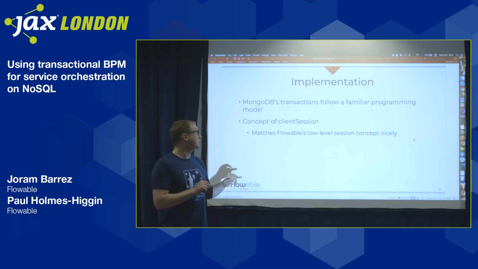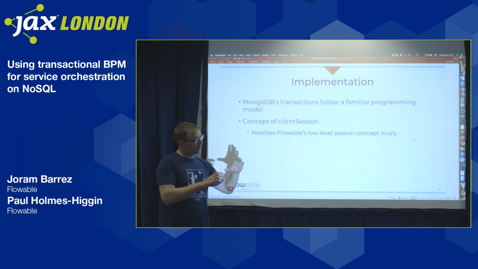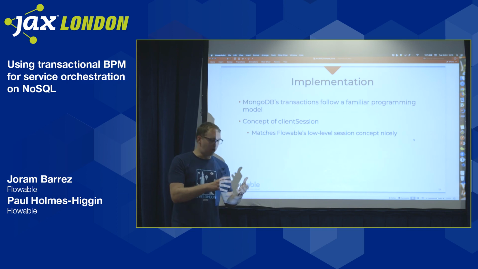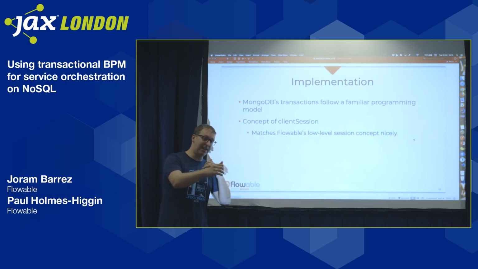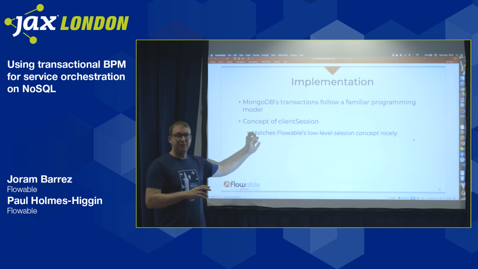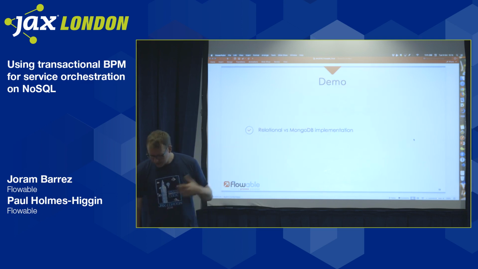Now, this matches Flowable's low-level session concept very nicely, as you will see, because on the lowest level, under the data managers, we've got low-level sessions, as we call them. It's like a transaction-level cache. There's an object where we gather all the data that's going to the database, all the deletes, all the updates, all the inserts, and we flush them at the end. So that's also a session. That concept matches very nicely with the way they've implemented transactions on MongoDB, which is really nice to see. So this is the moment I'll switch to some code.